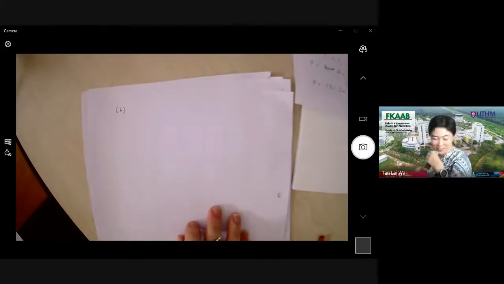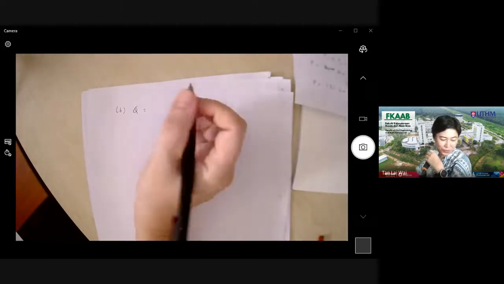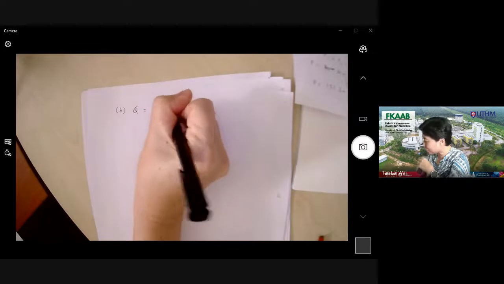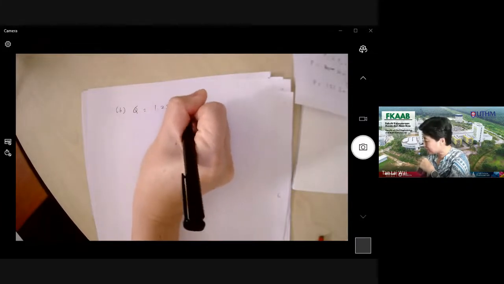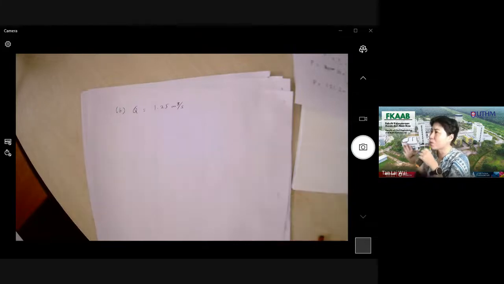Okay, now the next part would be part B, kan. Soalan ni kata kalaulah Q, if the rate of flow is given as 1.25 meter cube over a second, alright, determine the state of flow. This is what we have learned just now, alright. We have learned about Reynolds number.